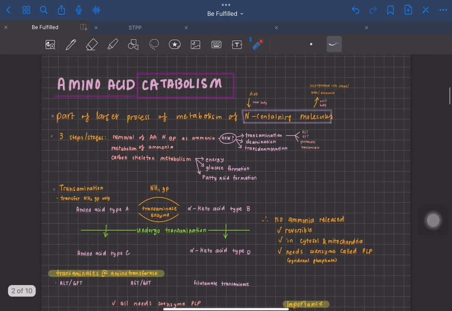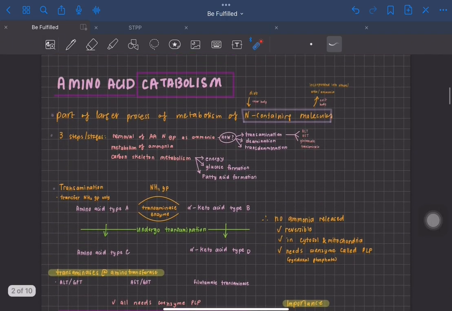Okay, so that's the first part of amino acid catabolism about transamination. There is also deamination and transdeamination sekejap lagi.